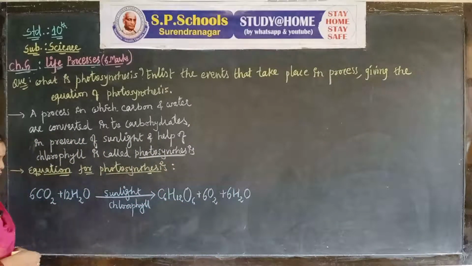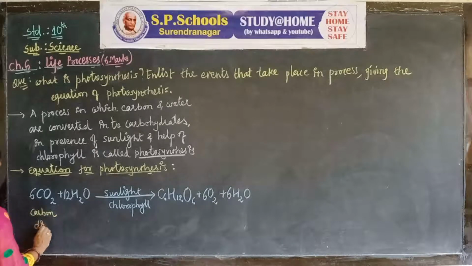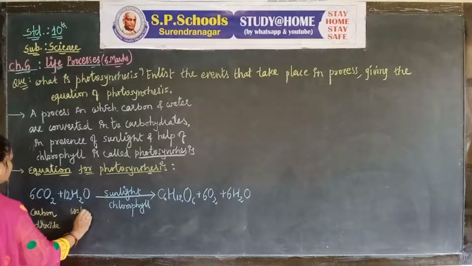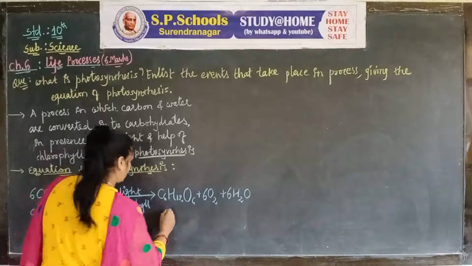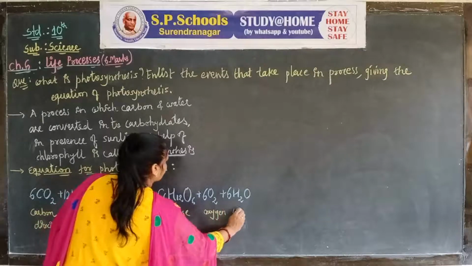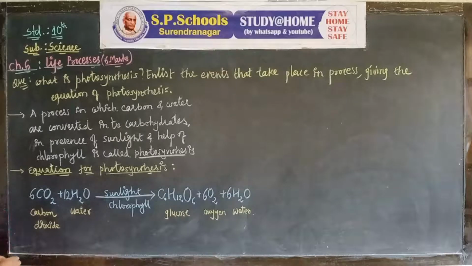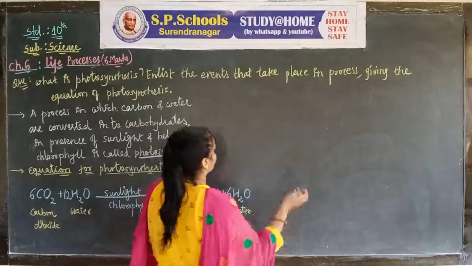Here we don't need to explain the balancing of the equation. We already studied it in chapter number 1. This is carbon dioxide, water, carbohydrate in the form of glucose, oxygen, water. With the help of chlorophyll, in the presence of sunlight, carbon dioxide and water are converted into carbohydrates. The process is called photosynthesis. The equation is important. If you check your notebook, in chapter number 1, we already took this equation.